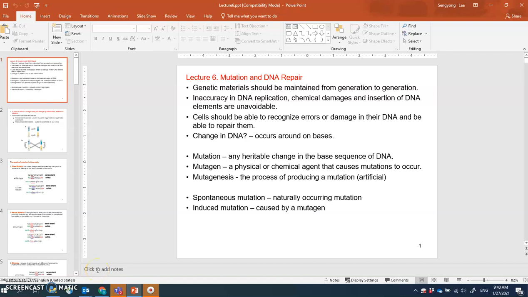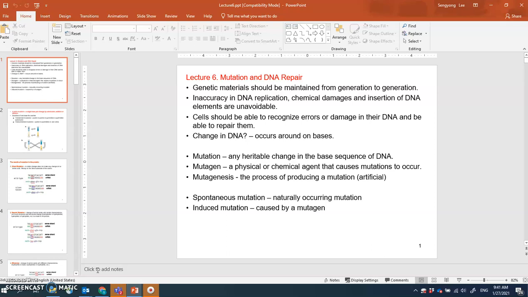Okay, lecture 6, we'll talk about mutation and DNA repair mechanisms of different kinds. In biology, mutation is very important because they are the foundation of the theory of evolution, as you know. The DNA in your cell is very important, especially the integrity of it. So it has to be maintained from generation to generation. That's how the hereditary things are passed down to generations.